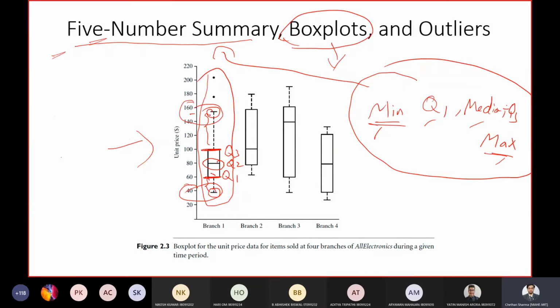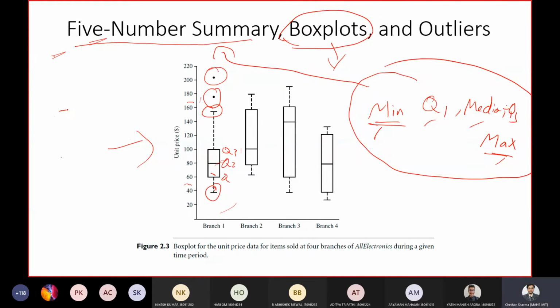So when you combine all this, you will be getting the largest value here and the smallest value here, apart from Q3, Q2 and Q1. So basically a 5-point summary. So you might be wondering what are these two dots? Again, that has its own significance.